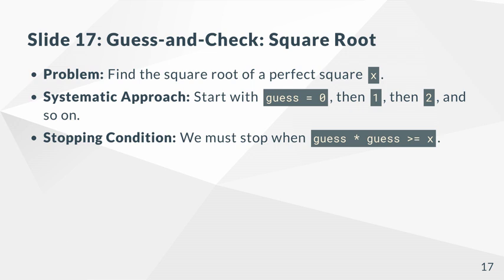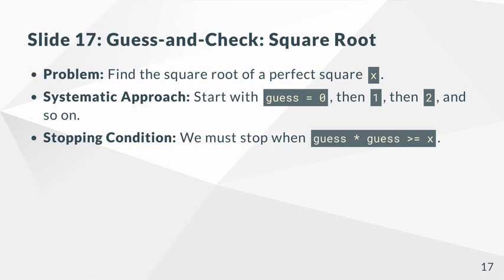Let's look at a concrete example, finding the square root of a perfect square x. To be systematic, which is key for computation, we start our guess at 0. We check if 0 to the power of 2 is our target. If not, we increment to 1, then 2, and so on. However, we need a stopping condition, so we don't guess forever. In this diagram, the logic flow shows that we stop as soon as our current guess, when squared, is greater than or equal to x.